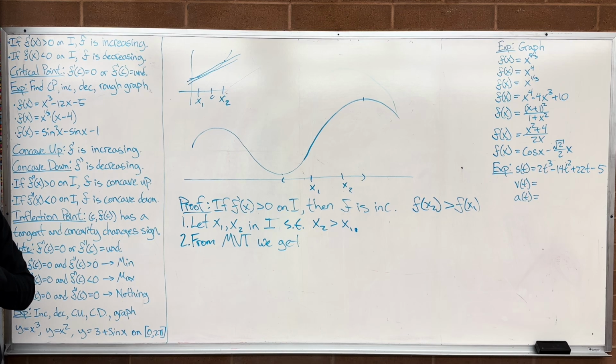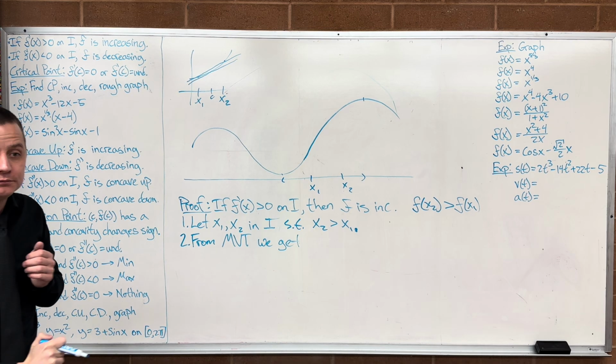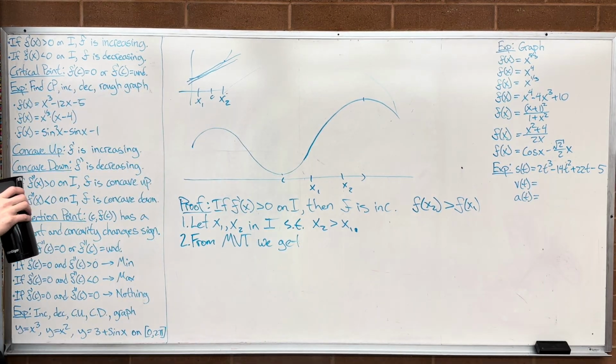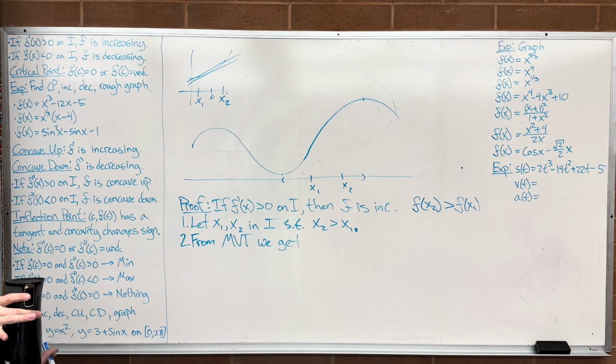Which one was the zero theorem? The intermediate value theorem. Okay, so we had the extreme value theorem, the mean value theorem, and the intermediate value theorem.